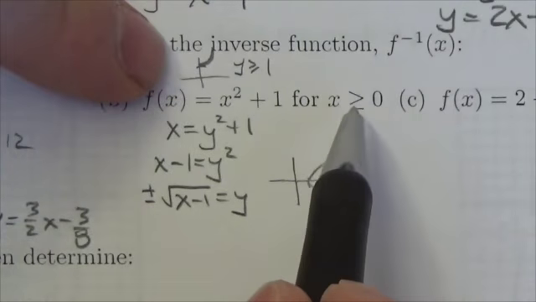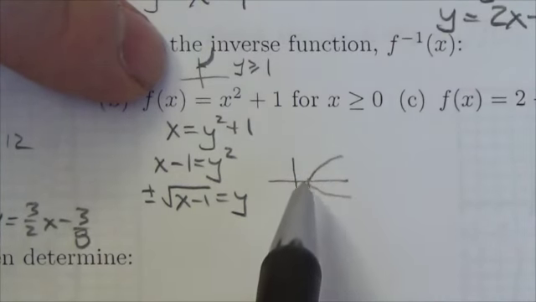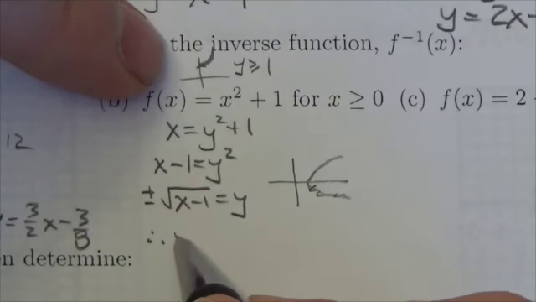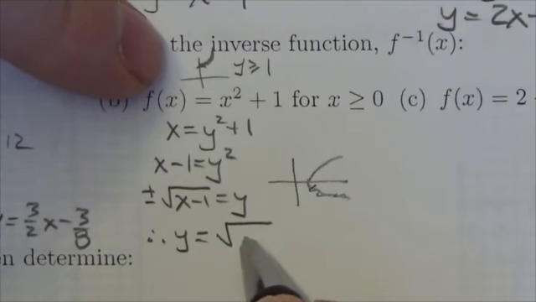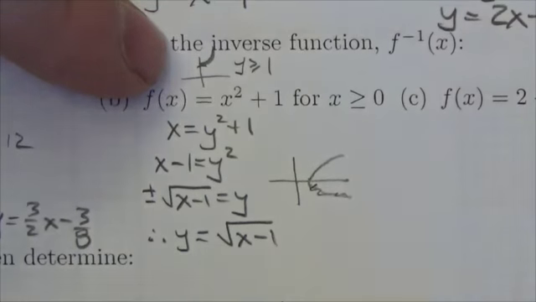But I need this to have a range of y greater than or equal to 0, which is just the positive part here. So therefore, we would write y is equal to the positive square root of x minus 1. Because I really need these ideas to link nicely together.